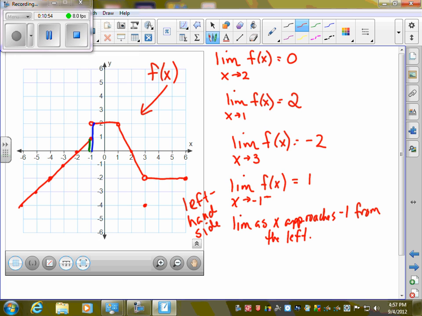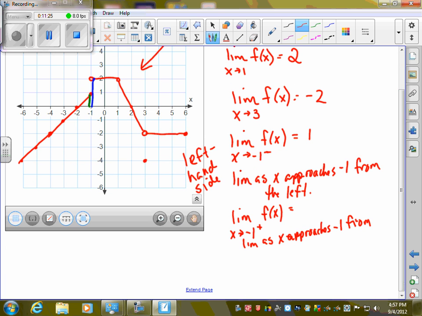And we can also talk about the right-hand side. We would say the limit as x approaches -1, and then we put a little plus there, and that means from the right-hand side. So that's read the limit as x approaches -1 from the right. If I look at the function from the right-hand side of -1, I'm at 2.